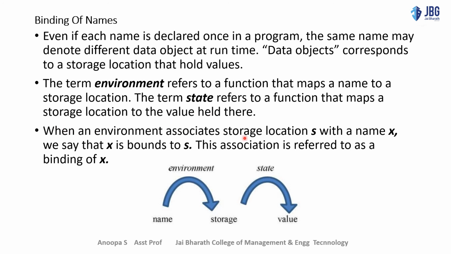So when an environment associates storage location s with a name x, we say that x is bound to s. That is, variable x is bound to the storage location s, and this association is referred to as the binding of x. So this is a notation. When the name is bound to the storage, it is called environment. When storage is bound to value, it is called state. So please go through the tutorial and understand the concepts.